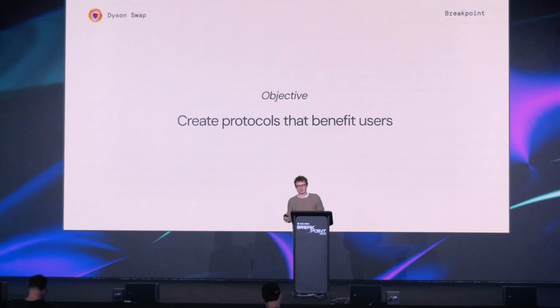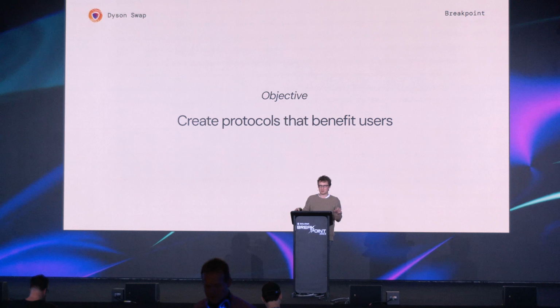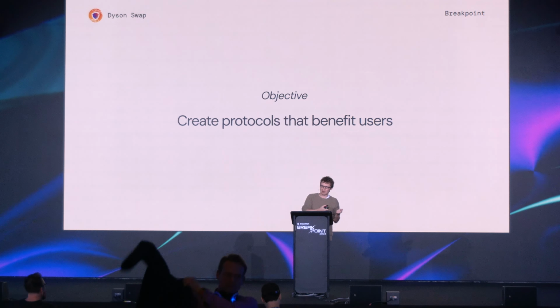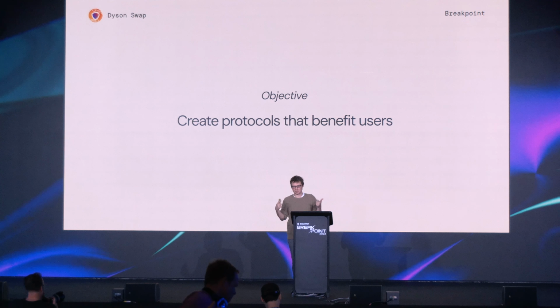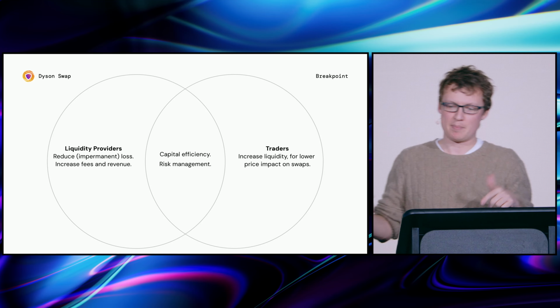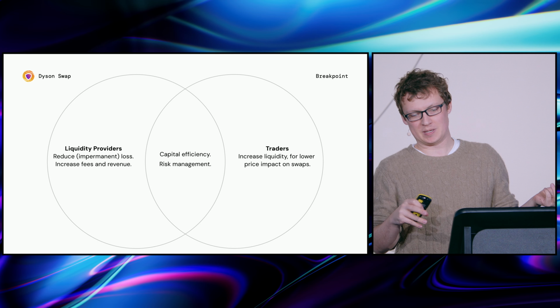Now, in the context of an AMM, you've got a few different user groups. You've got traders who are trying to optimize for swaps, and then you've got liquidity providers who are trying to maximize their long-term game. Now, it may seem that these two user groups are at odds with each other. They may be, but at the intersection, you'll find two related ideas: capital efficiency and risk management.